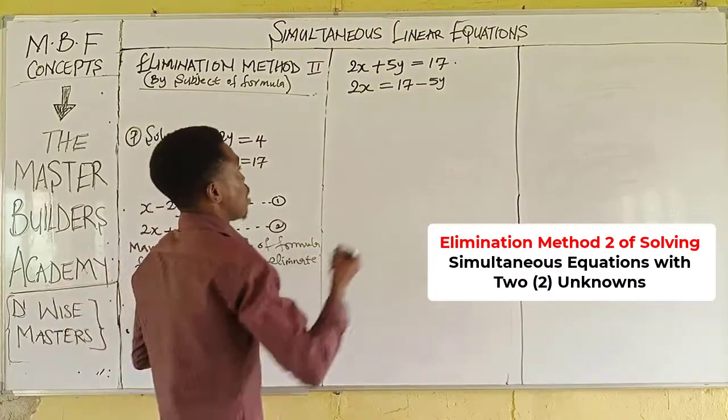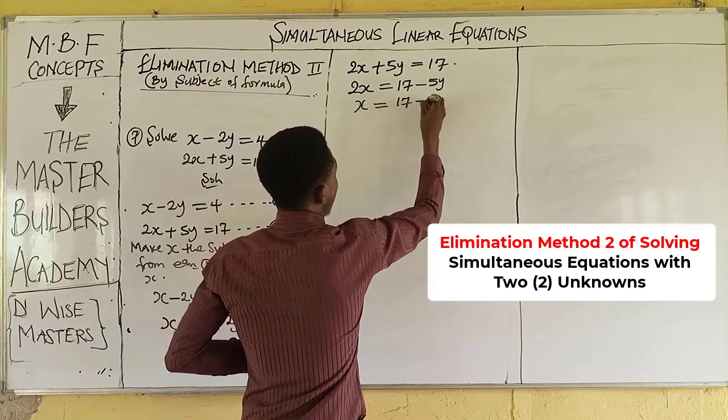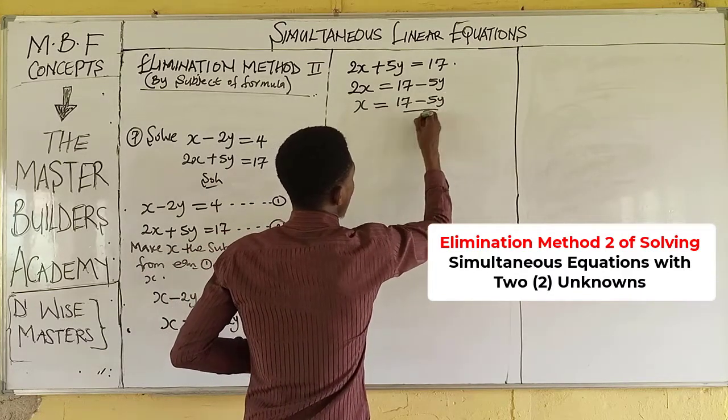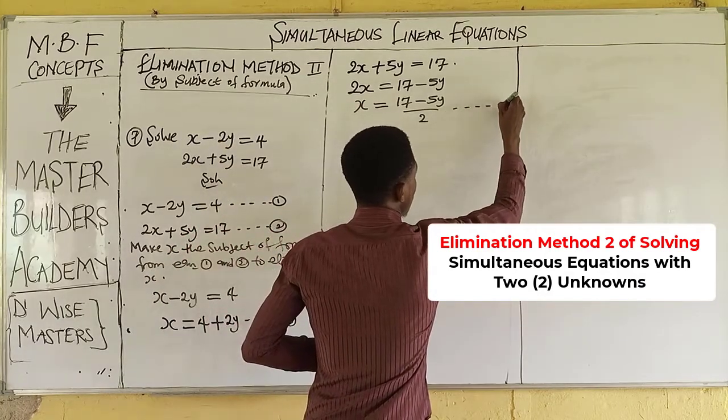Are we there? So now we'll divide both sides by 2. Automatically we have this to be 17 minus 5y over 2. It's as simple as this. So this becomes equation 4.